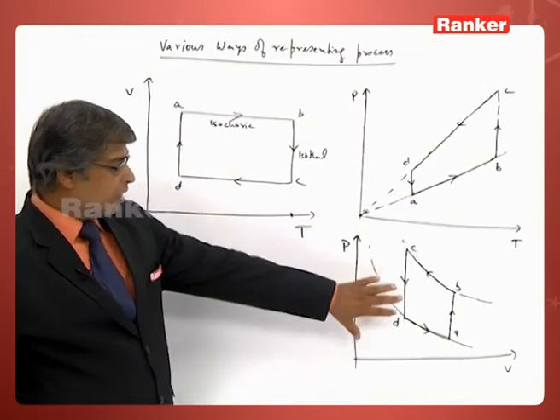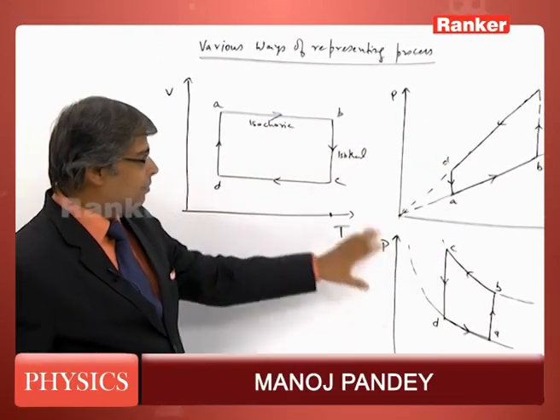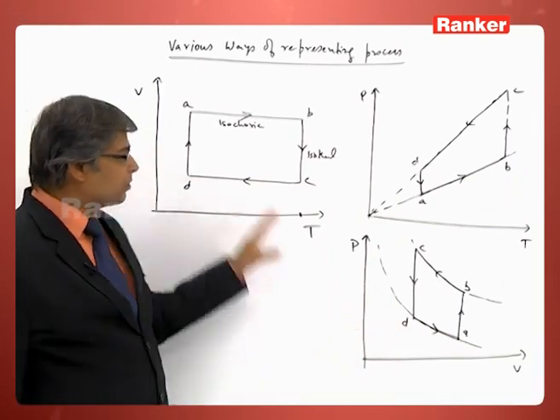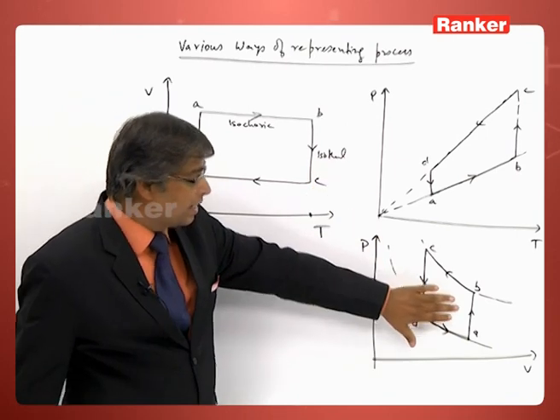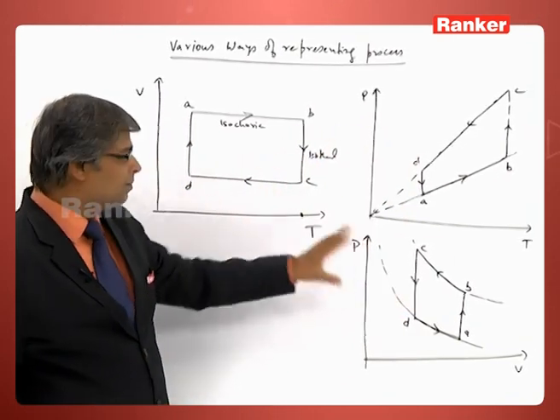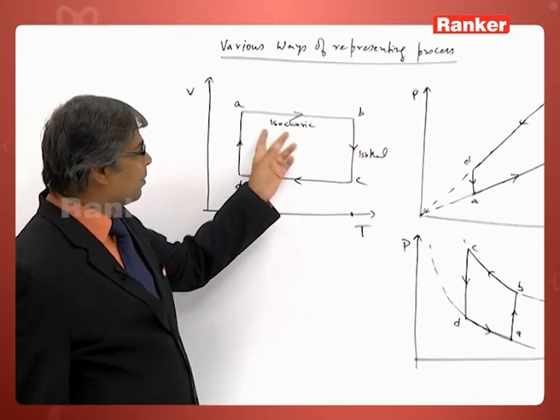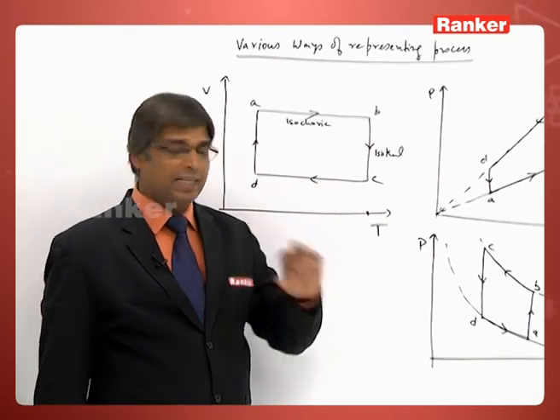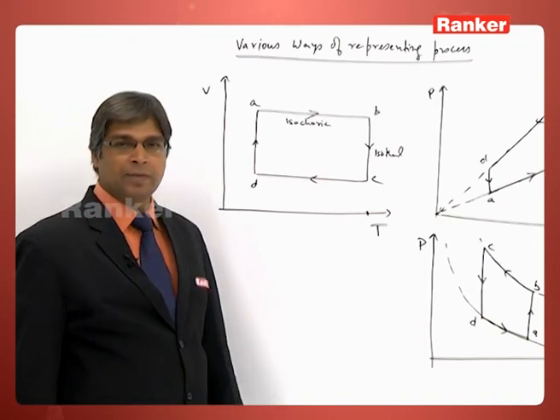So this is the same process described in a PT graph and a PV graph. This is very important. If we are given PV, we will convert it into this. If this is given, we will try to convert it into this. So different conversions are very, very important to understand the process and how pressure, volume and temperature of an ideal gas are related. Let us take another example.